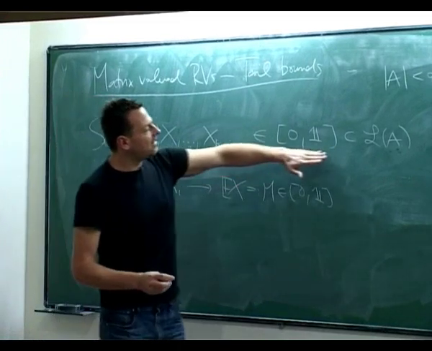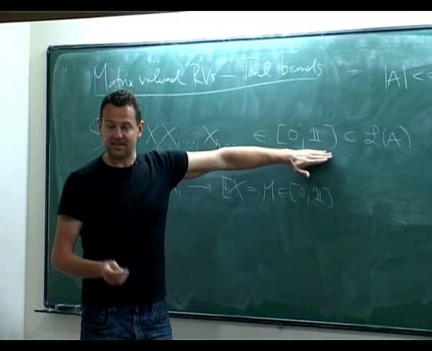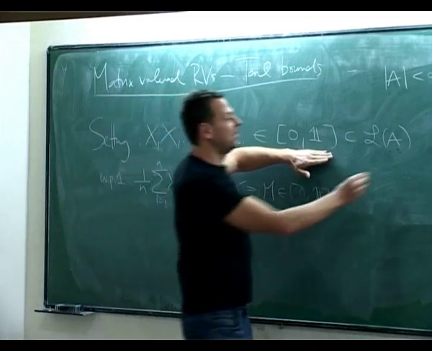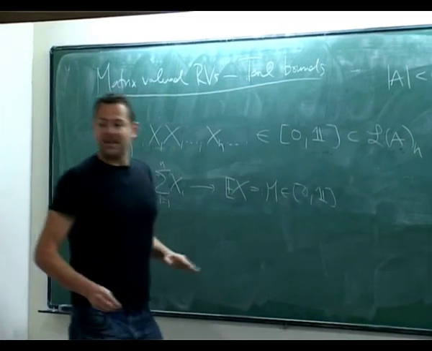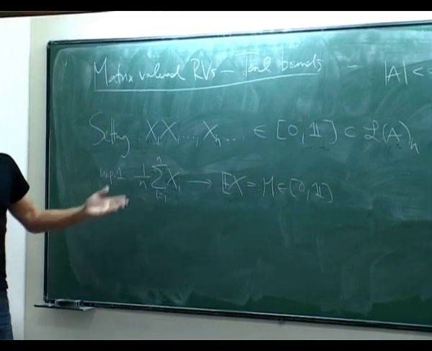I should be quite precise. So these are in particular Hermitians, right? These are positive, less than one. So there is the order structure. It's like in the real numbers.